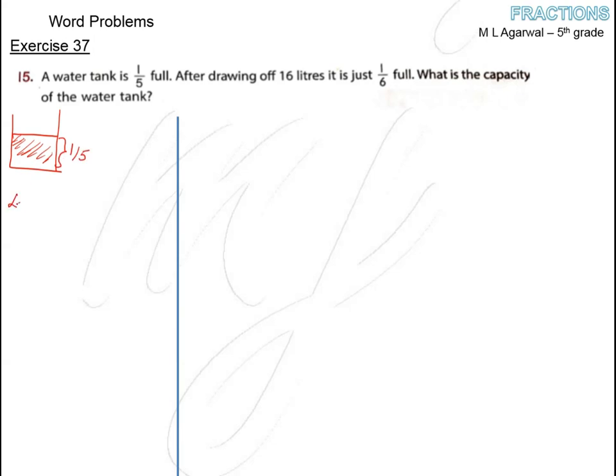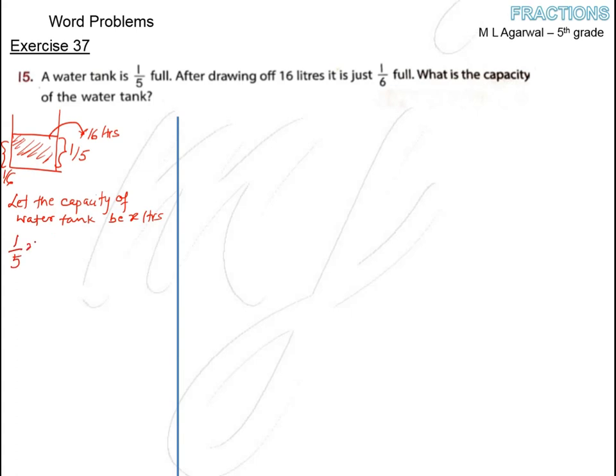So we can say that let the capacity of the water tank be X liters. Okay, the full capacity. Only 1/5 is full right now. After drawing off 16 liters means some water is drawn off and that is 16 liters. Okay, and the water level becomes 1/6. Correct? So we can say that 1/5 was full.